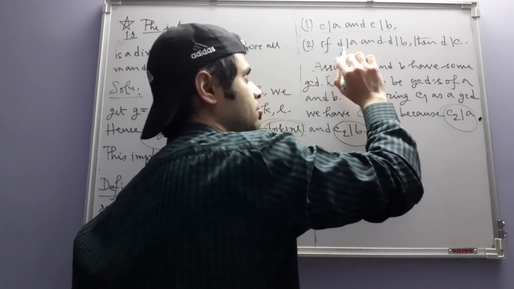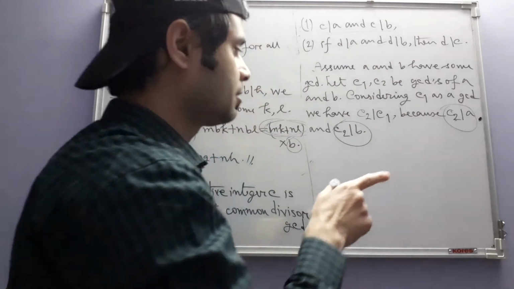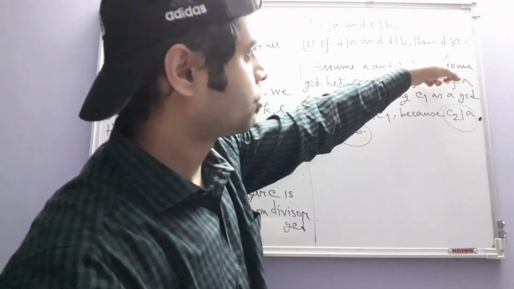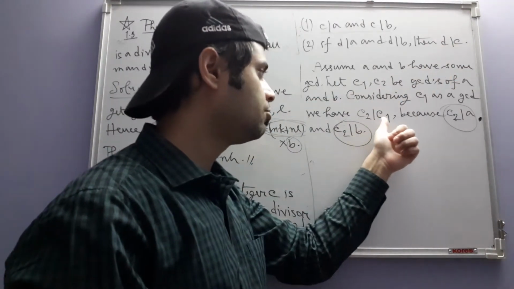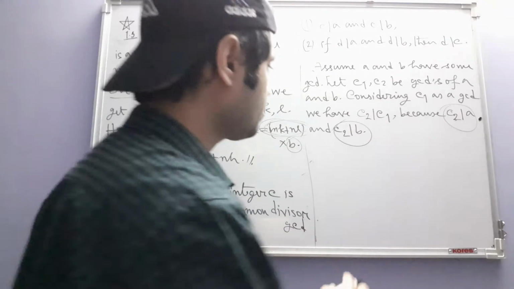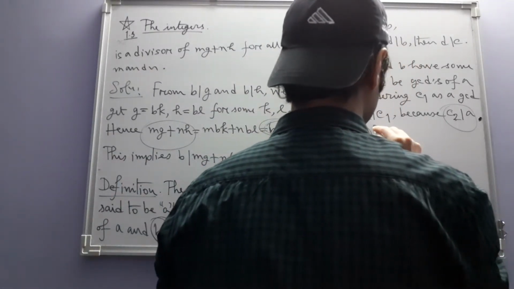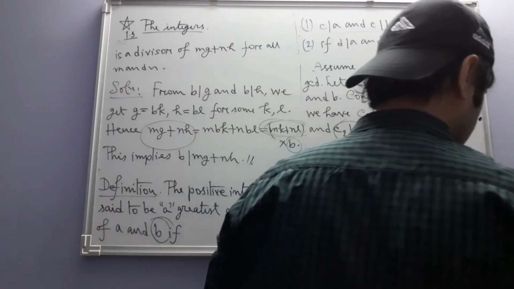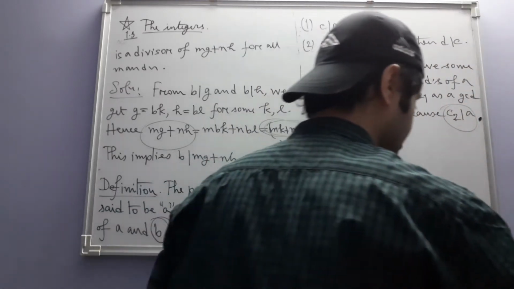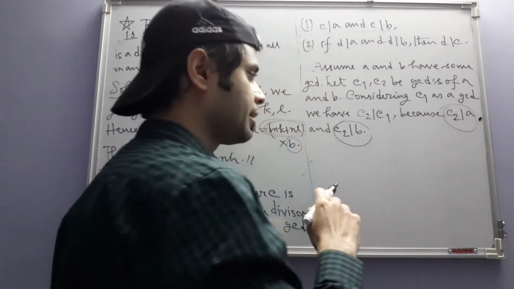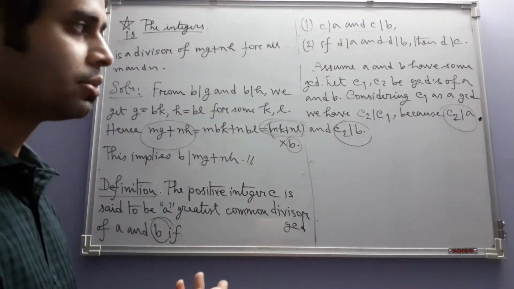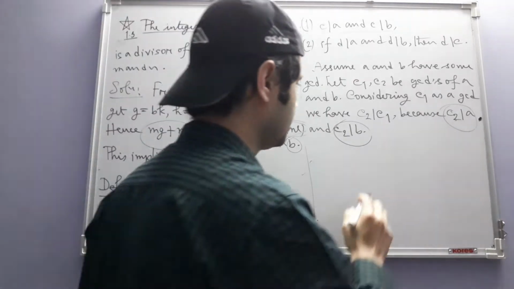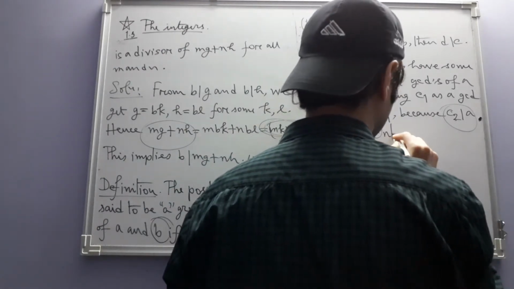Now imagine C2 in place of D. Then the fact that C1 is a GCD of A and B forces me to conclude that C2 must divide C1. Hence, or instead of writing hence, I can now run the whole argument with C1 and C2 swapped, the roles of them interchanged.